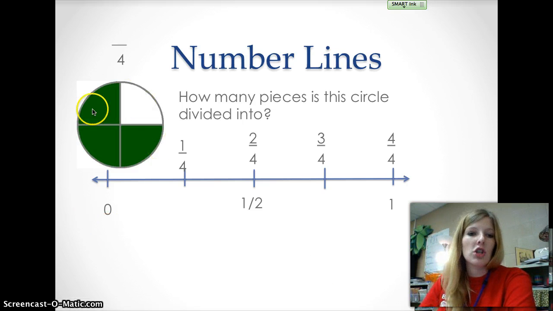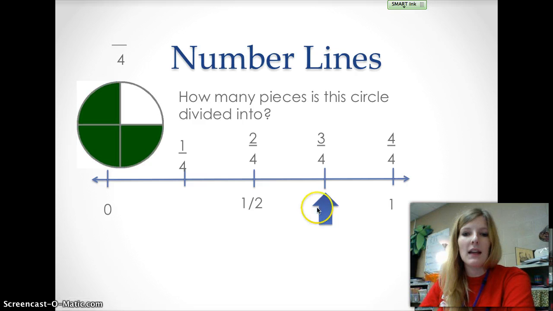So where would the shaded part of this circle or this representation be on the number line? If you said right here, the 3/4, you would be correct, because 1, 2, 3 out of 4 are shaded in, so that belongs right here.